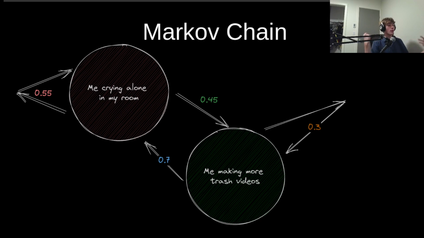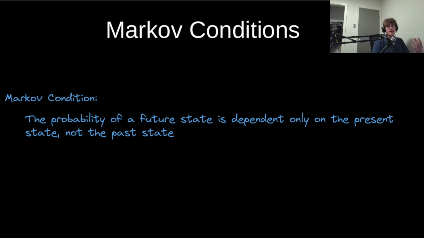Meanwhile, when I'm making more trash videos, there's a 30% chance I'm going to just keep doing that. There's a 70% chance that I'm going to transition to the state of crying alone in my room. Each probability of the next event is really only dependent on what's currently going on. From this concept, we can extrapolate what is called a Markov condition. Something that satisfies a Markov condition is something in which the probability of a future state is dependent only on the present state and not the past state.